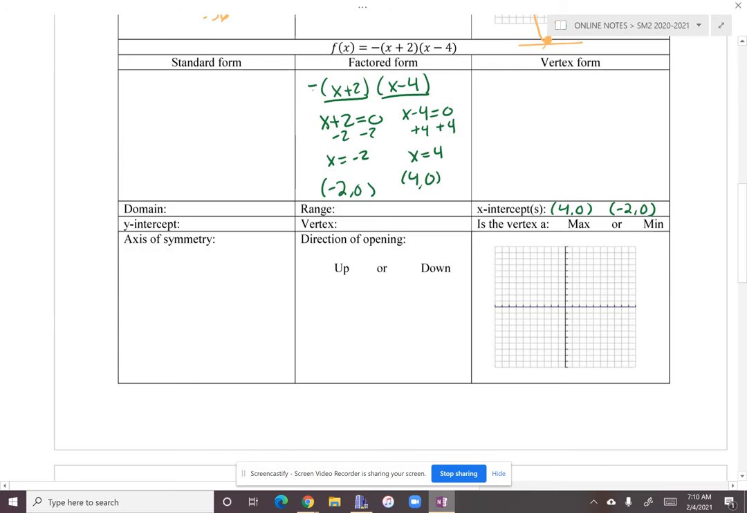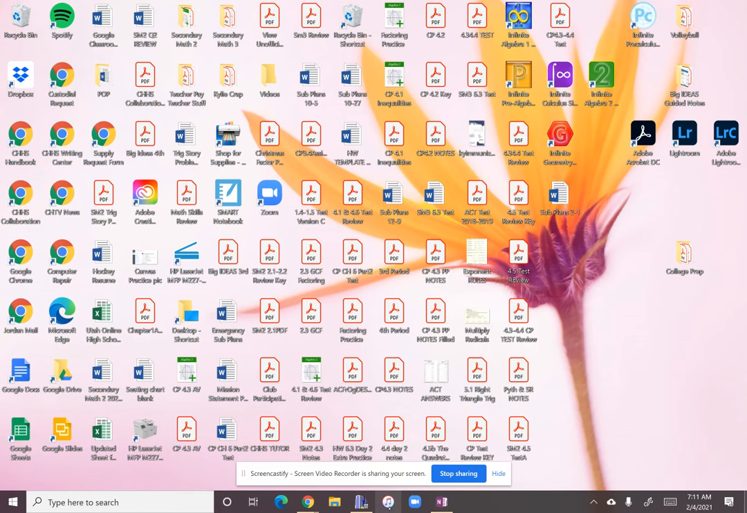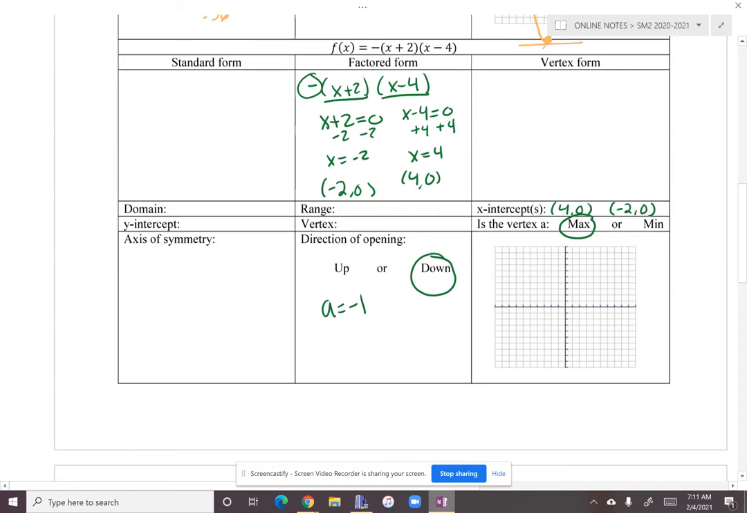The negative out front doesn't tell me anything except that's my a, and so that tells me it's going to open down because a equals negative 1, which means my vertex is a max. So I got a couple of things there. I'm going to plot the points (4, 0) and (-2, 0), and I'm going to know that it opens down. That's all I can do with factored form.